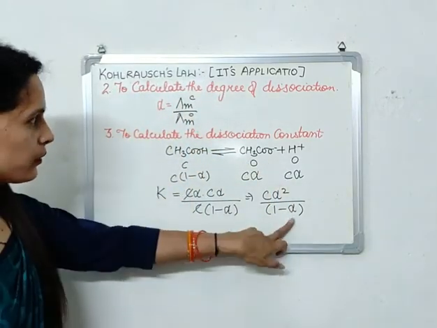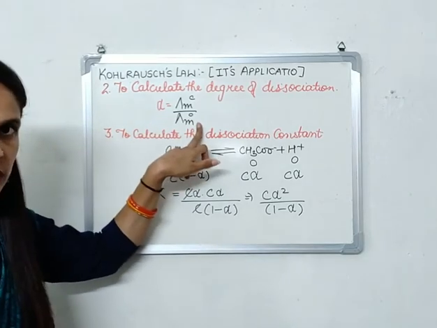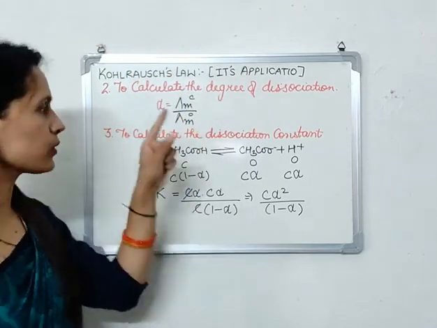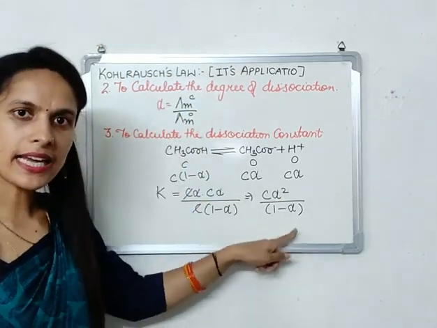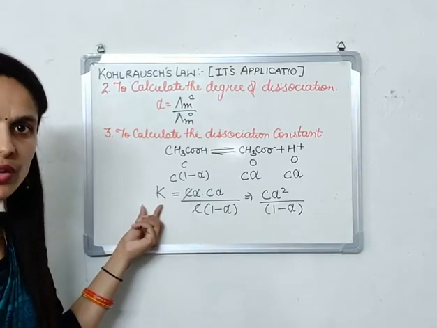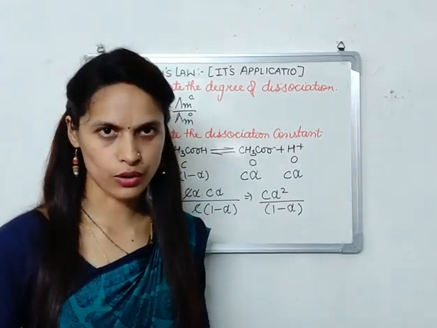So alpha we will get from the second application, and through lambda m naught we will get alpha, means from the first application we will get the second, from the second application we will get the third. We get alpha, and with the help of alpha we can easily calculate the dissociation constant. So this is our third application of Kohlrausch's law.